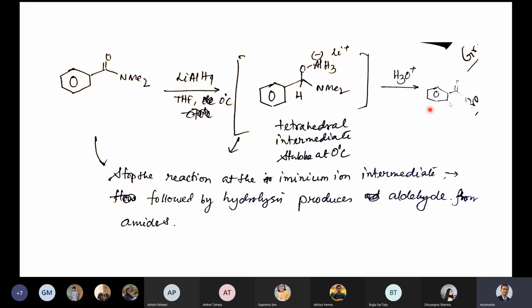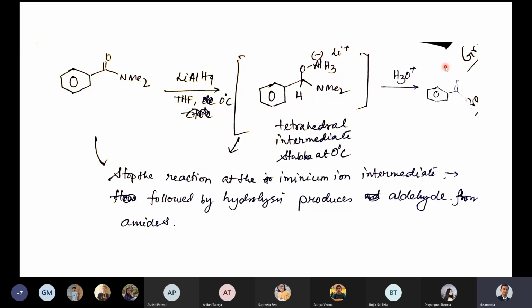So what is the conclusion from here? If you take this amide, react it with lithium aluminum hydride, and quench this tetrahedral intermediate in the presence of acid, then it will end up being an aldehyde. Instead of being an amine, it ends up being an aldehyde. These two examples of amide reduction you will find in Clayden's book; they are taken from Clayden's book.